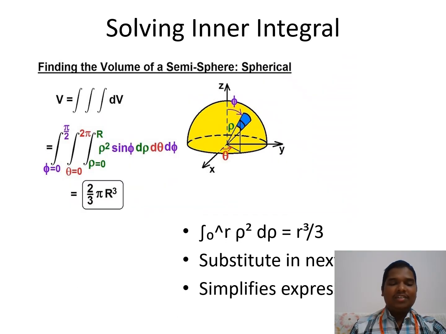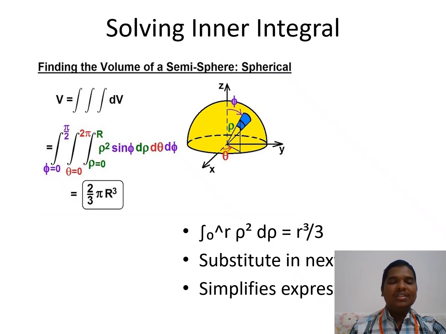Solving the inner integral. First, we integrate with respect to rho. The integral from 0 to r of rho squared d rho equals r cubed by 3. This result is then substituted into the next step. It simplifies the expression significantly.